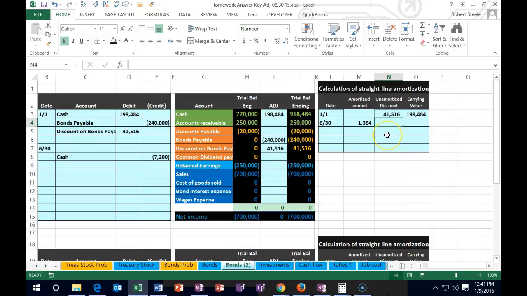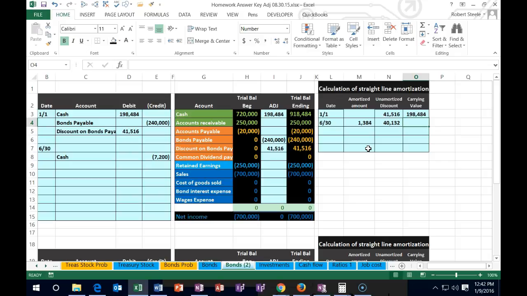So now what's going to happen to our unamortized discount is it's going to go down by this amount. So we're going to say this equals the 41 minus the 1384, enter, and that brings it down to here. What's going to happen to our carrying amount now?